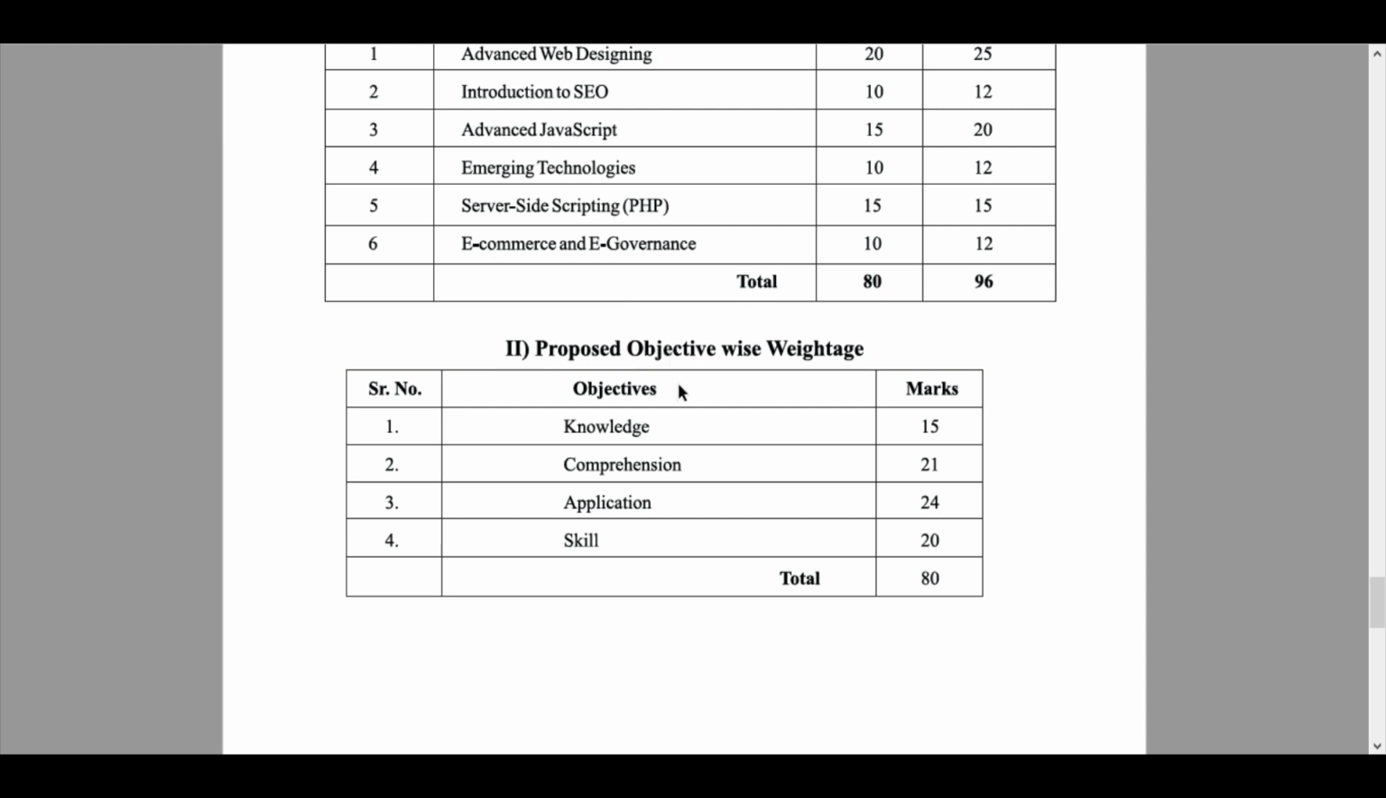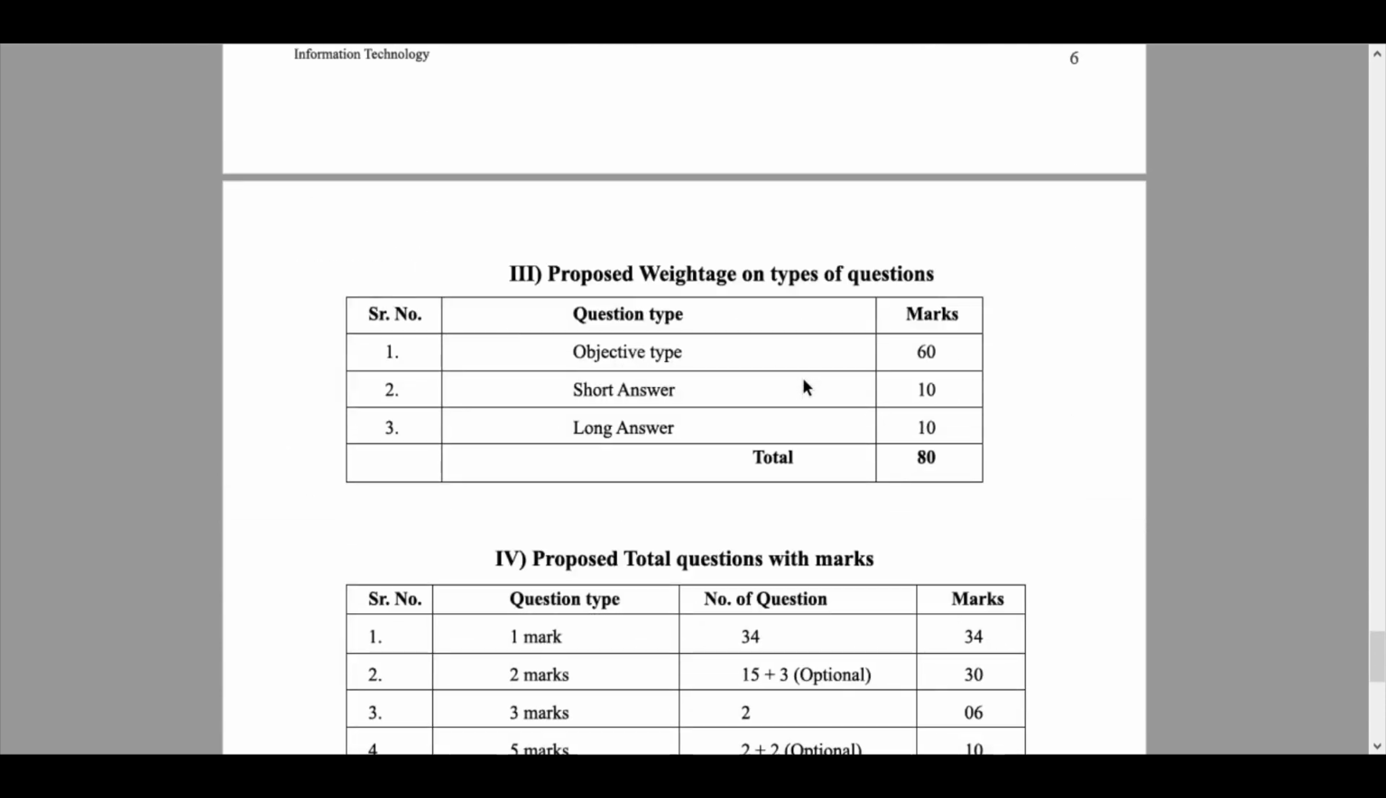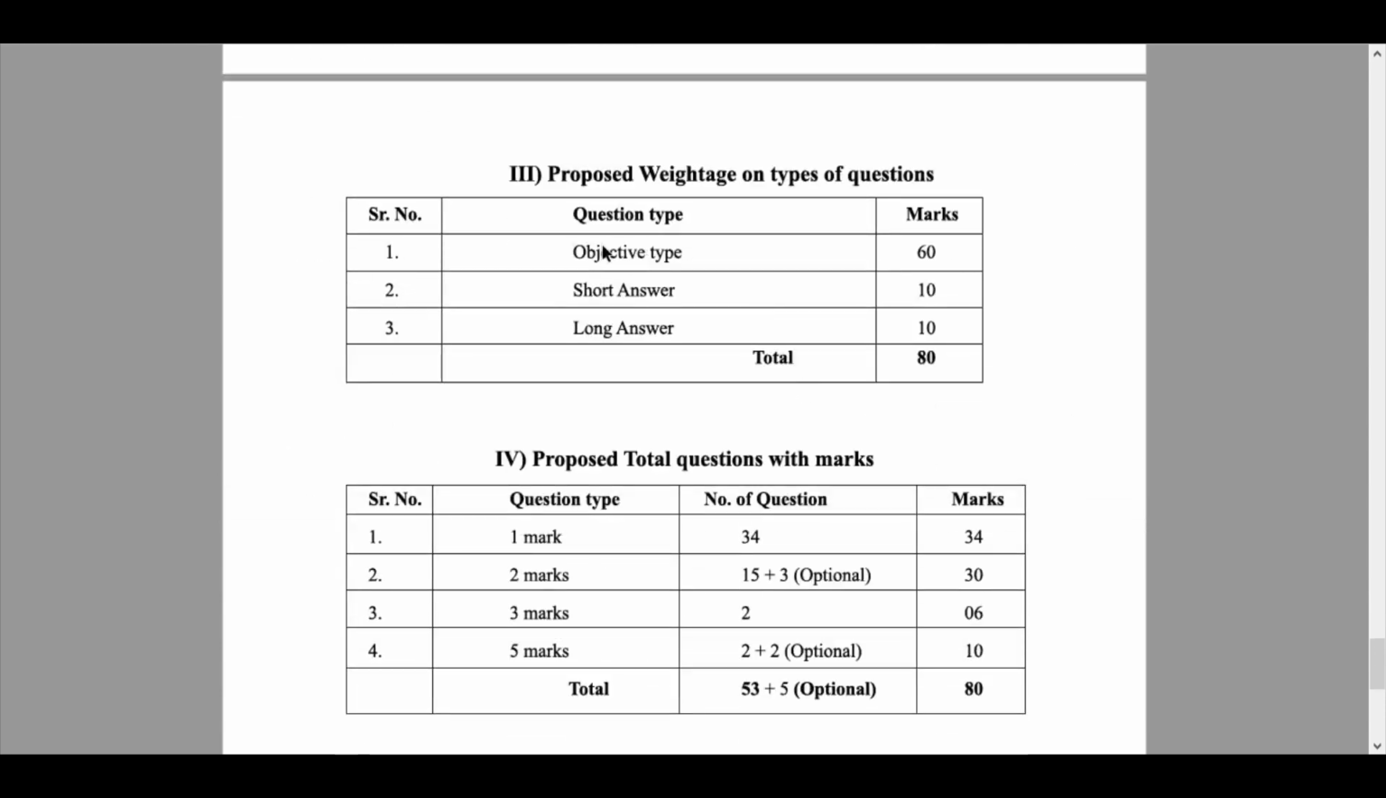Second would be our objective-wise weightage. This is knowledge, comprehension, application, and skill. This is what the teachers could interpret at this point. So this was our proposed weightage, and these are the different types of questions that are asked.